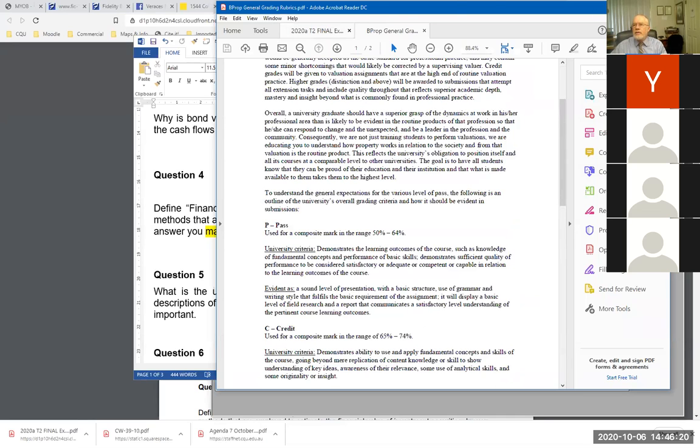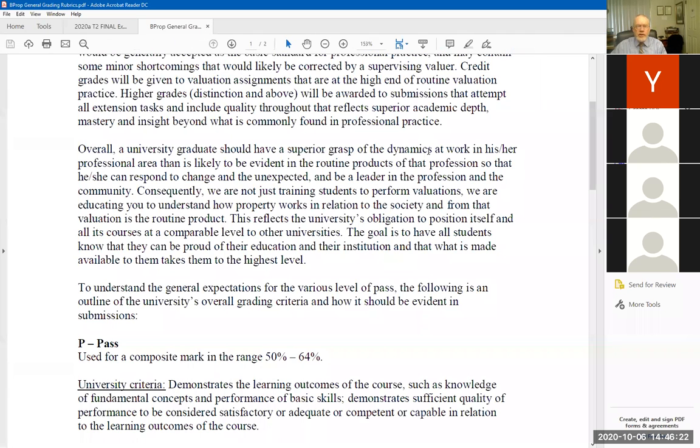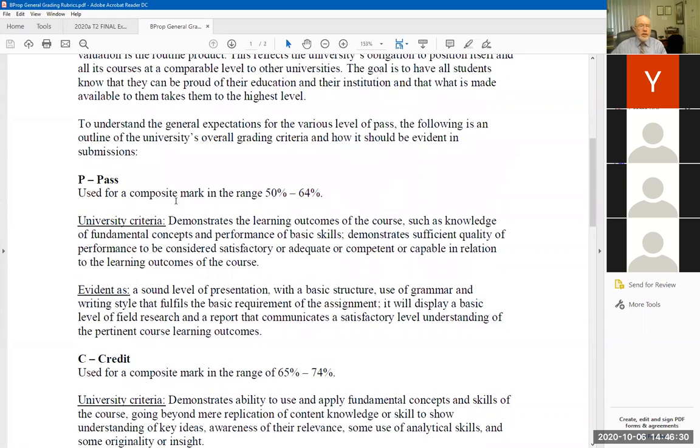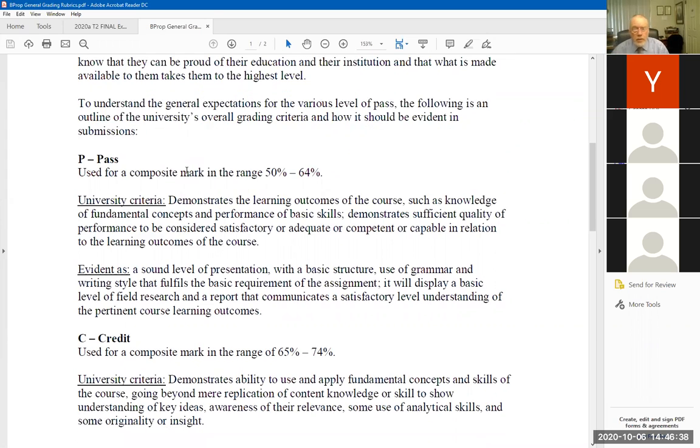Okay. Oh, here's the version that operates in the Bachelor of Property course. This is taken from the university criteria, but it's been adapted for the Bachelor of Property course. It's very, very similar to the other courses. So if you're doing a Bachelor of Accounting or a Bachelor of Business or what have you, very, very similar.